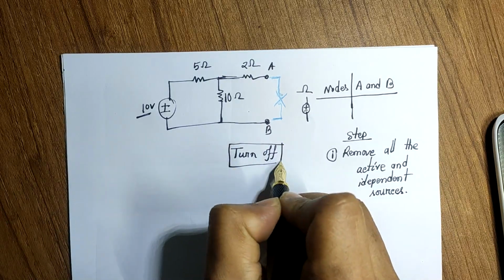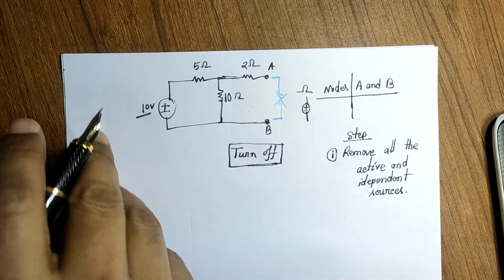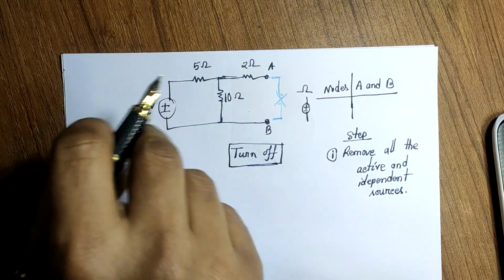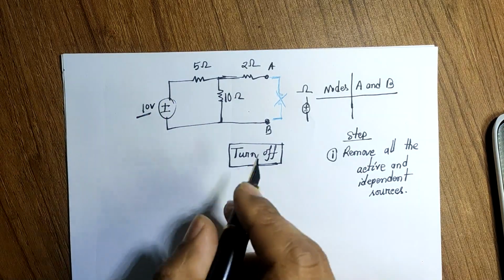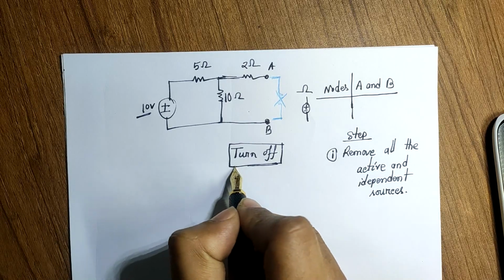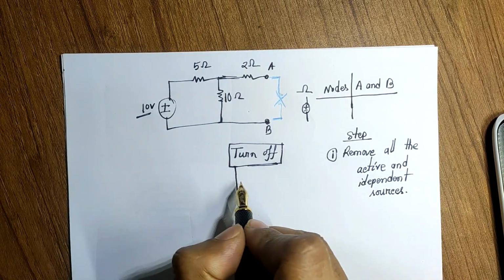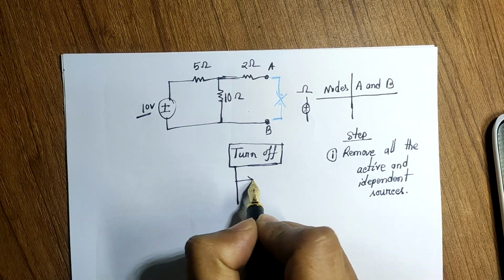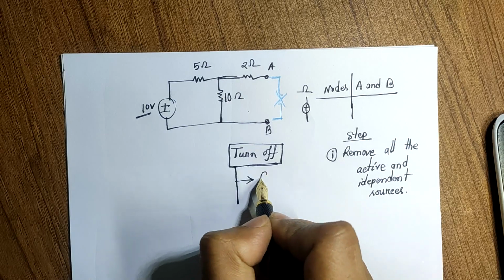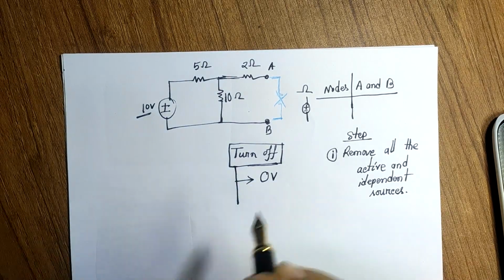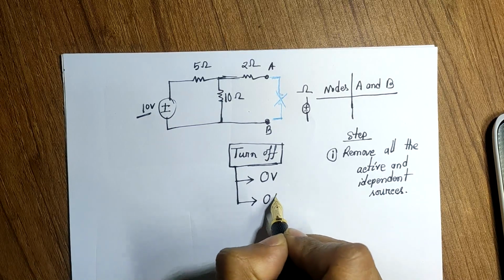By the word turn off, I don't mean that you just erase this voltage source, or if there is a current source, you just erase that thing. Rather, there are actually two interpretations of turn off. If you have a voltage source and you turn it off, you are required to set the voltage to 0 volt, and if you have a current source, you are required to set the current as 0 ampere.